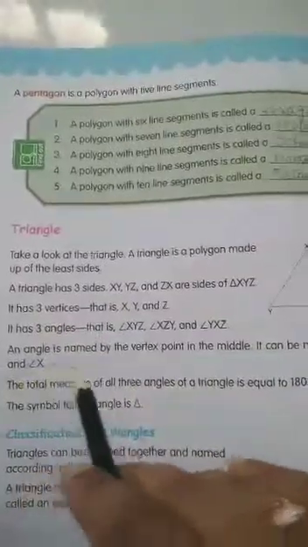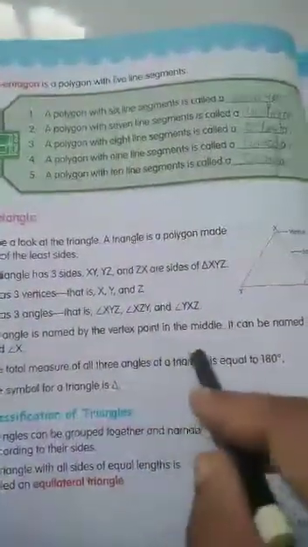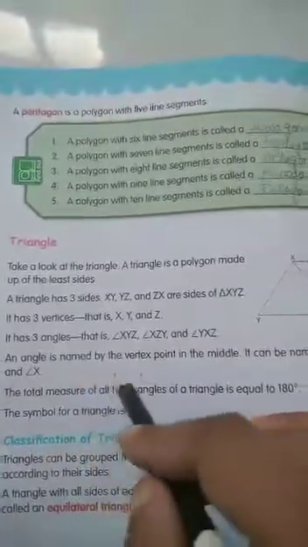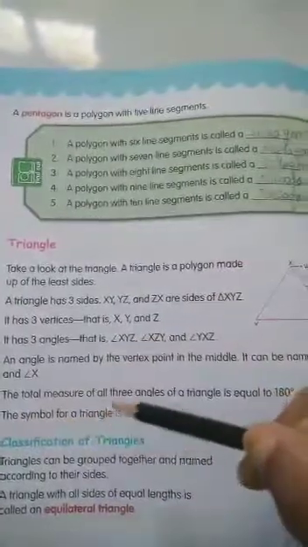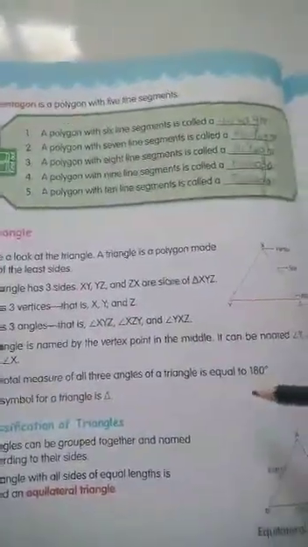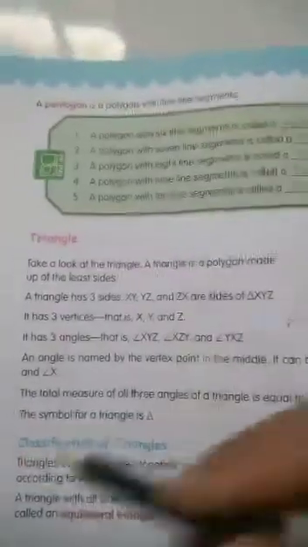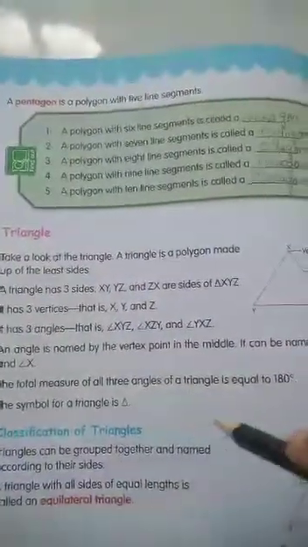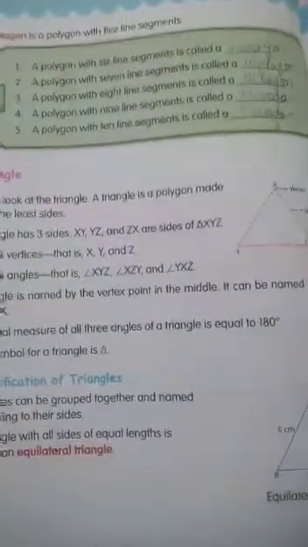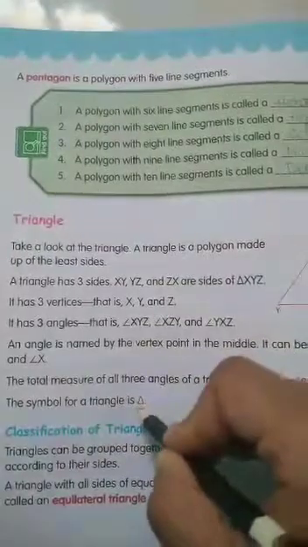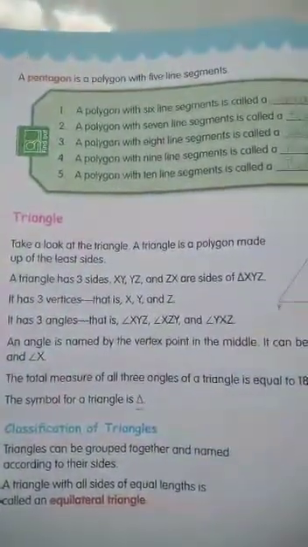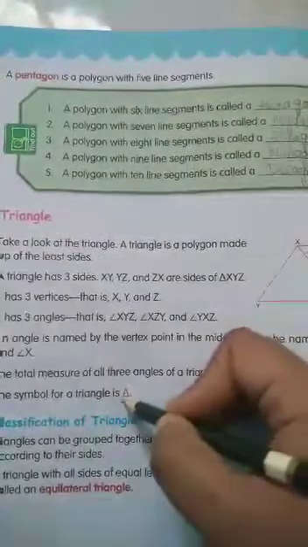An angle is named by the vertex point in the middle. It can be named angle Y, angle Z, and angle X. The total measure of all 3 angles of a triangle is equal to 180 degrees. This is the symbol for a triangle.